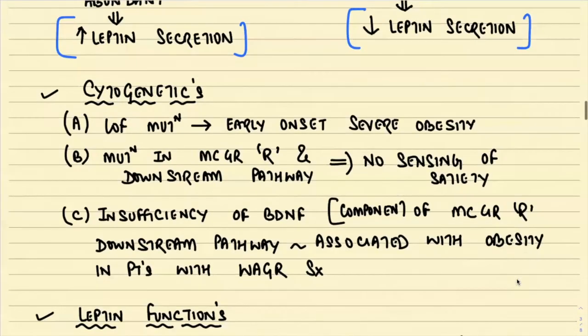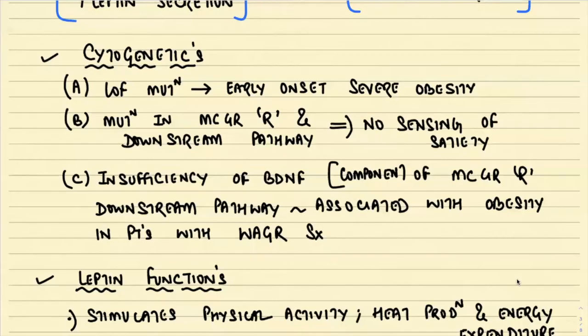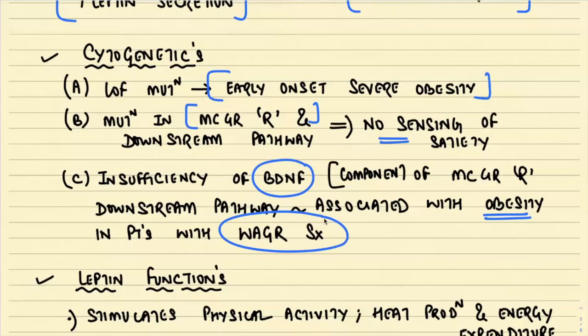Coming to the cytogenetics, if there is a loss of function mutation in the OB gene, that can lead to an early onset severe obesity. Mutation in the melanocortin 4R receptor and the downstream pathway can lead to no sensing or decreased sensing of satiety, again leading to severe obesity. Insufficiency of the brain-derived neurotrophic factor, that is BDNF, which is a component of the melanocortin 4R receptor downstream pathway, is also associated with obesity in patients with WAGR syndrome. This WAGR syndrome you will read in case of Wilms tumor.